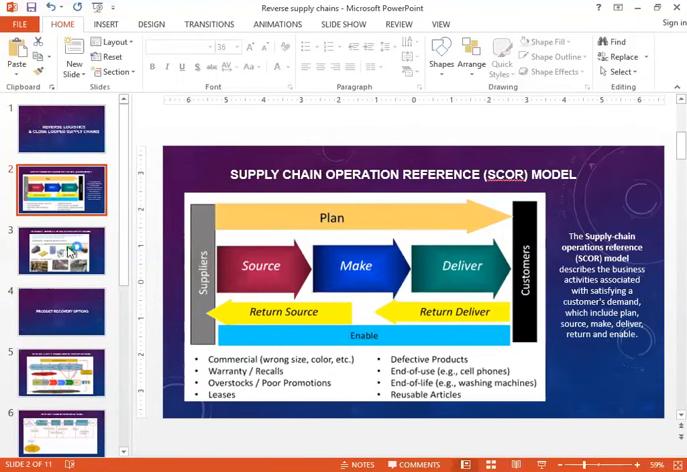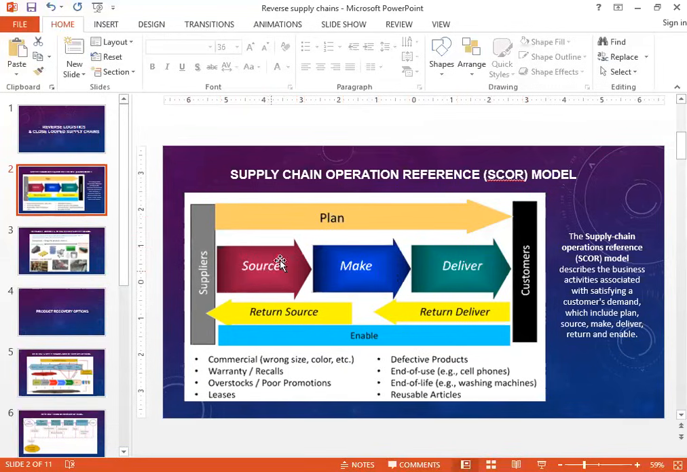So, if we look at a supply chain, here we have a SCOR model, which is just a general Supply Chain Operations Reference model. You can see over here that a supply chain generally starts off with the suppliers sourcing certain goods, raw materials perhaps, making something out of those raw materials, and then finally delivering them to the customers. Before all of these things take place, there is a planning activity. So the planning is what happens first.